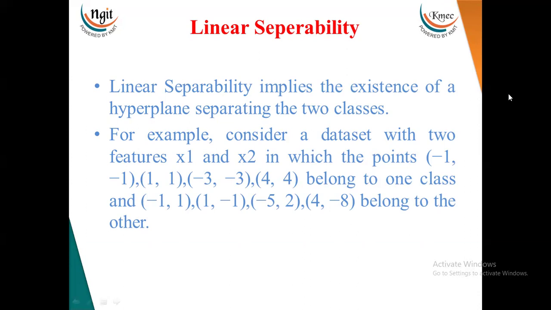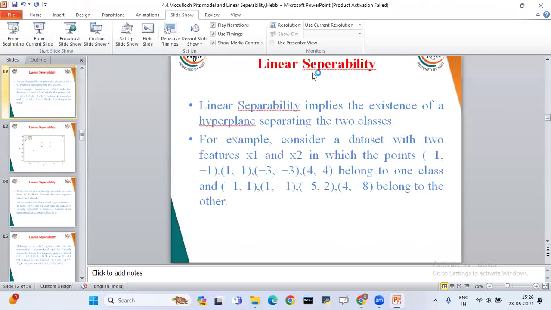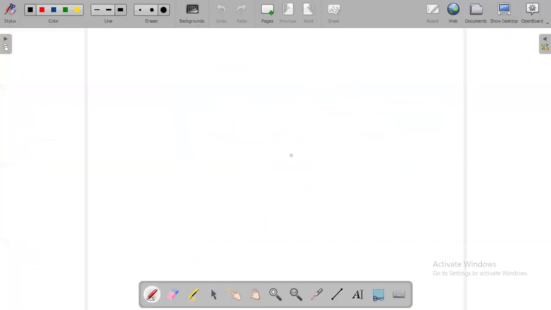One second. So exactly how I'm going to use the linear separability. Okay, one second.